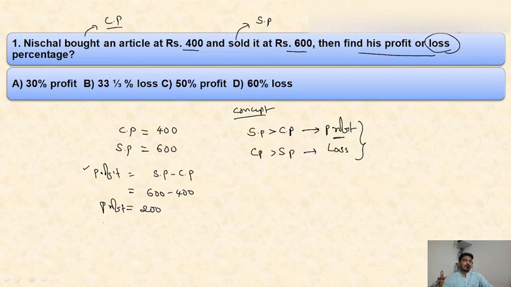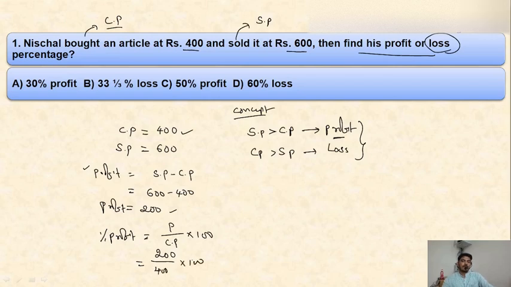Okay, now you need to find the percentage profit here. What is the formula for percentage profit? Profit divided by cost price into 100. So what is the profit I am getting here? I am getting a profit of 200. And what is my cost price? My cost price is 400, into 100. And if I simplify this, zeros and zeros get cancelled, two ones and two twos get cancelled.